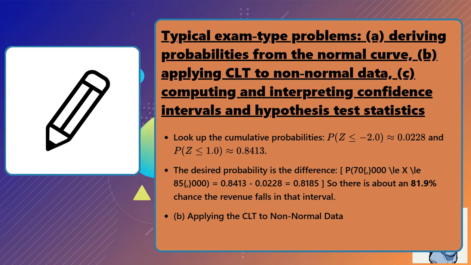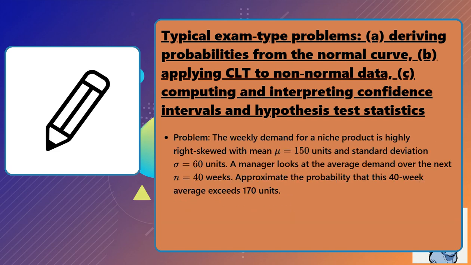B. Applying the central limit theorem to non-normal data. Problem: the weekly demand for a niche product is highly right-skewed with mean mu equals 150 units and standard deviation sigma equals 60 units. A manager looks at the average demand over the next n equals 40 weeks. Approximate the probability that this 40-week average exceeds 170 units.